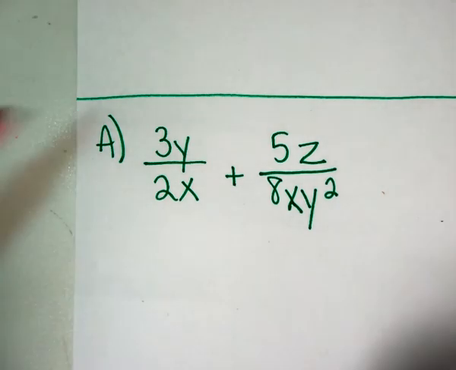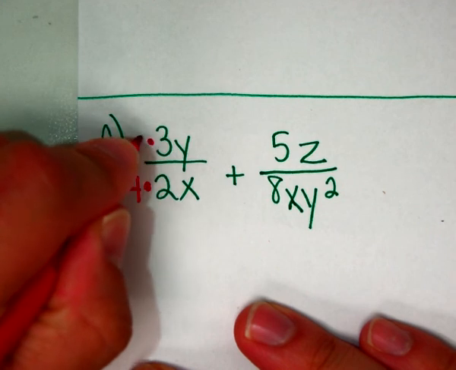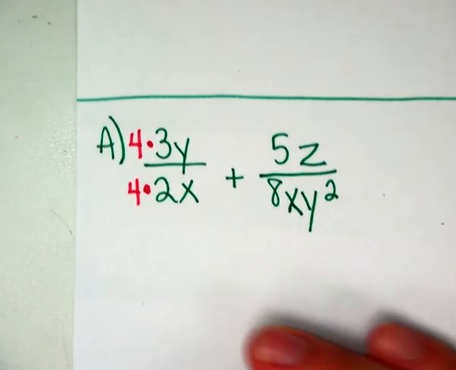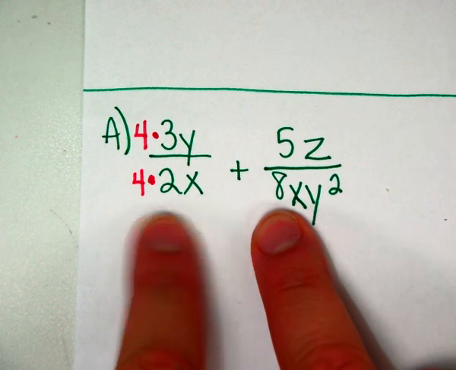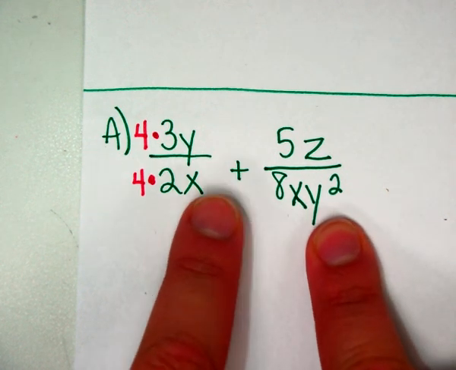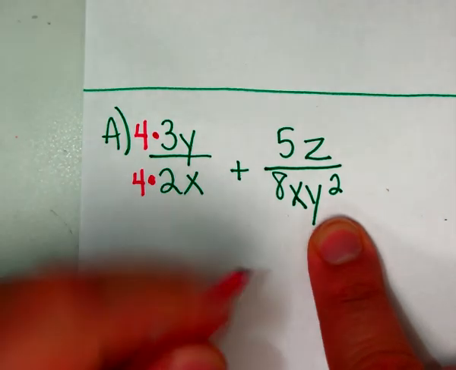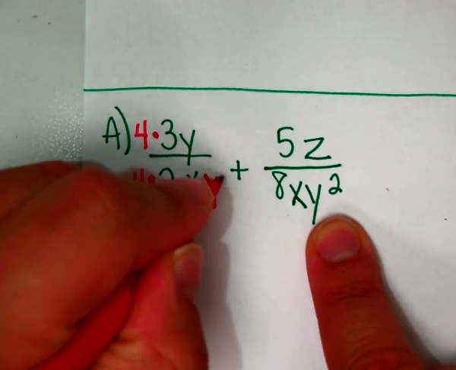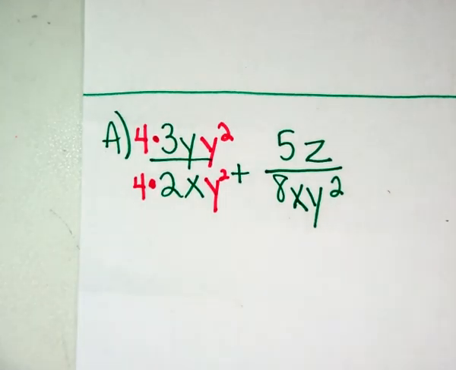So what we're going to do is take this 2 and multiply it by 4, and we're going to multiply this top part by 4 also. So now we have 8 and 8, we have x and x. When we look at the y's, we have a y squared, but we don't have a y squared on this one. So let's go ahead and put a y squared into the problem as well. Put a y squared here, put a y squared up here as well. And now that our denominators are identical, now we could just go ahead and do the operations of combining them.